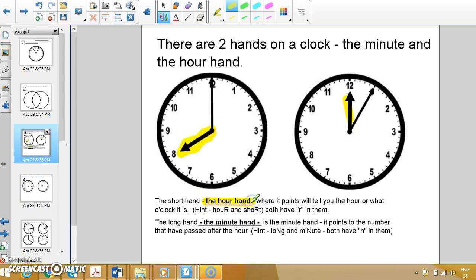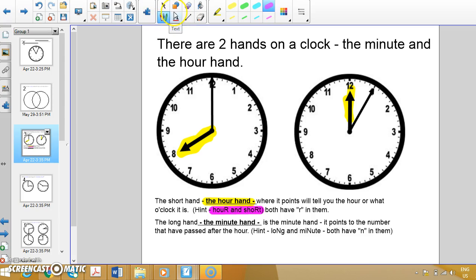The shorthand tells us what hour or what o'clock it is. So where it's pointing tells us what hour it is. So this one would tell us that we're at 8 o'clock, and this one would tell us that it's at 12 o'clock. So the shorthand tells us what hour it is. A way that I remember is a hint: hour and short both have R's in them. So it's easy for me to remember the shorthand is for the hour. I think about that R, okay?